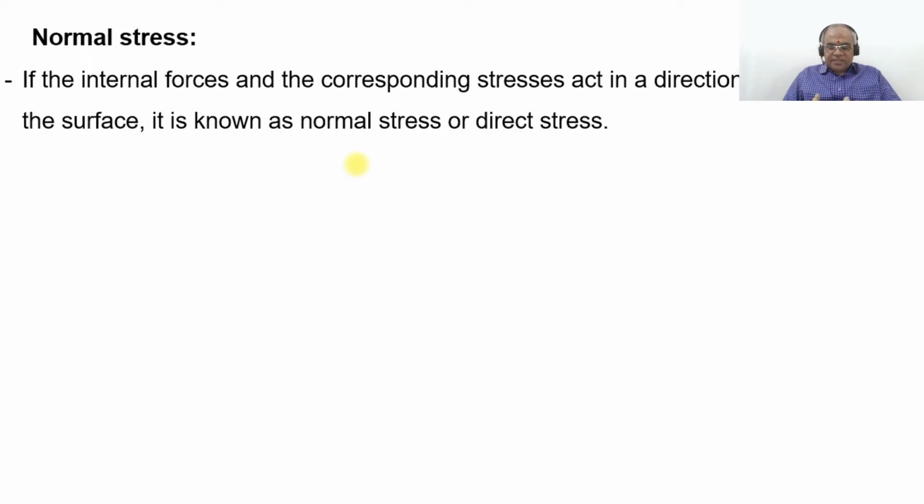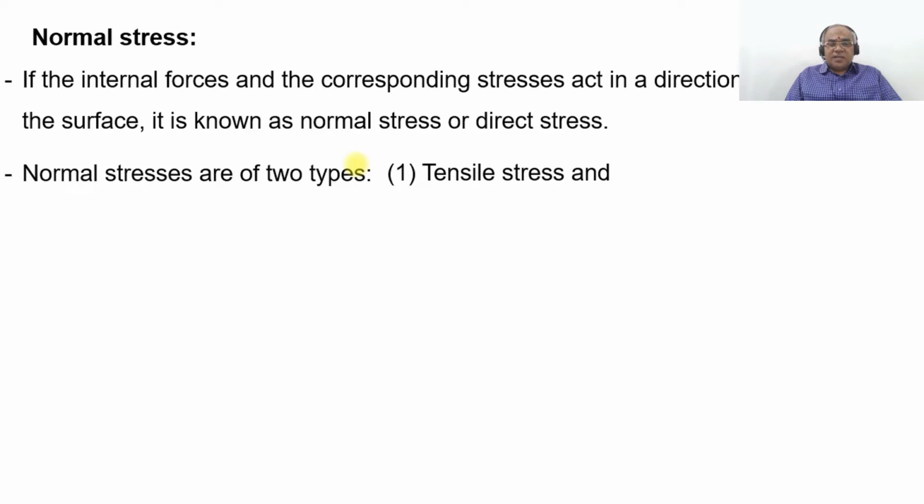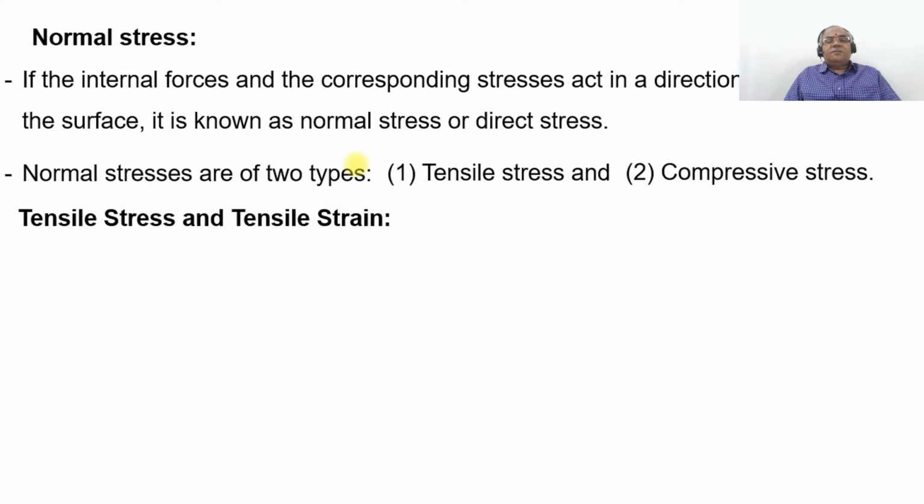Normal means it is always acting perpendicular. The load acting on the member will always be perpendicular to the surface area. So that is the normal stress. The normal stress is again of two types. One is the tensile stress, if the load applied is tensile, and the other is the compressive stress, if the load applied is compressive in nature. First we are going to take up the tensile stress and the tensile strain.